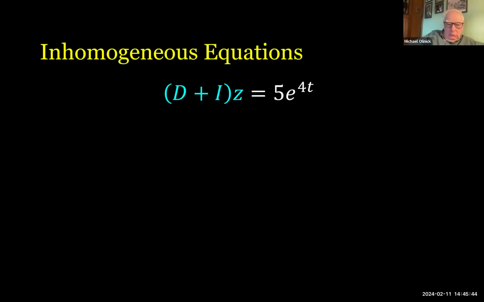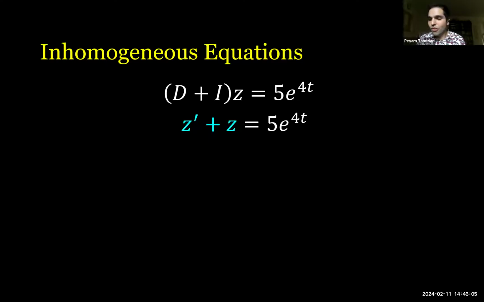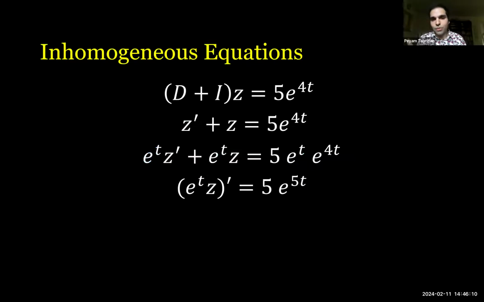And then the nice thing is the method doesn't become necessarily harder. In fact, it's just as hard. The only difference is, well, before we had 0 right side, but now we have non-zero right side. But again, using integrating factors, you can just solve this. So you get z prime plus z is 5e to the 4t. Again, just product rule. And then you can just solve this.